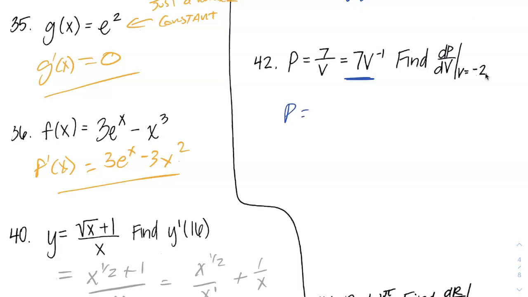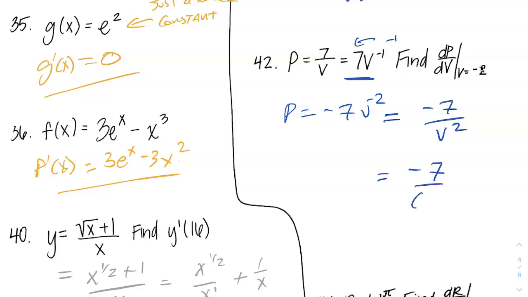So now the derivative would be, just bring it down, subtract 1 off. Negative 7v to the negative 2. Again, since I'm plugging in negative 2, let's rewrite it to make it a little bit nicer. So negative 7 over v squared. Now let's plug in negative 2. Negative 7 over negative 2 squared, which gets me negative 7 over 4. Done.